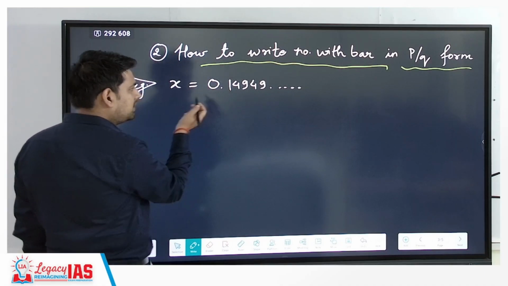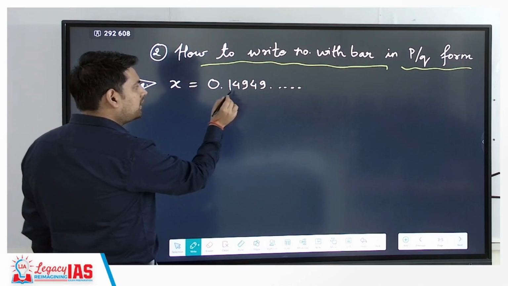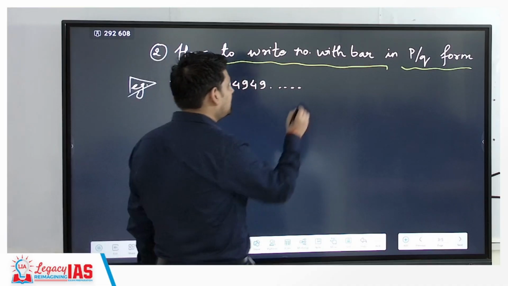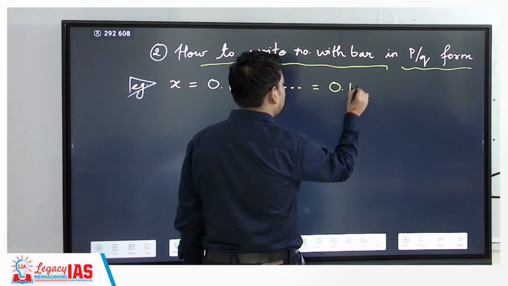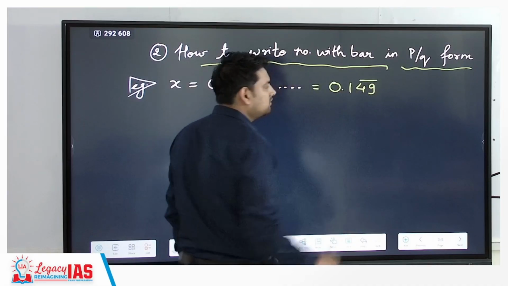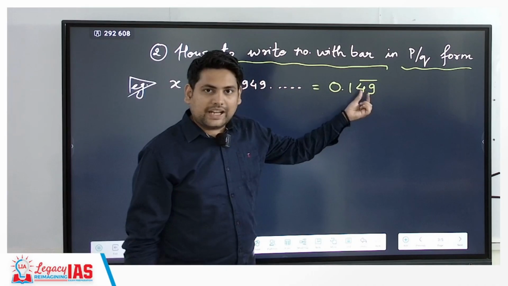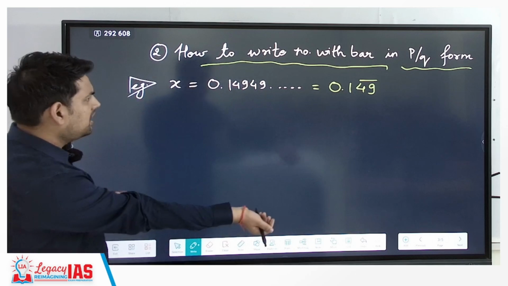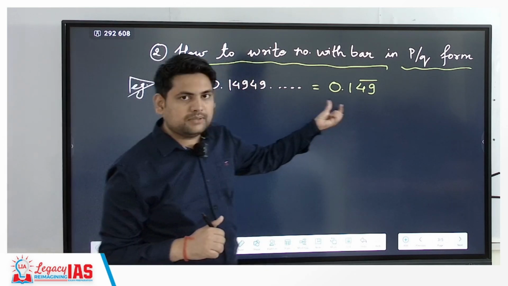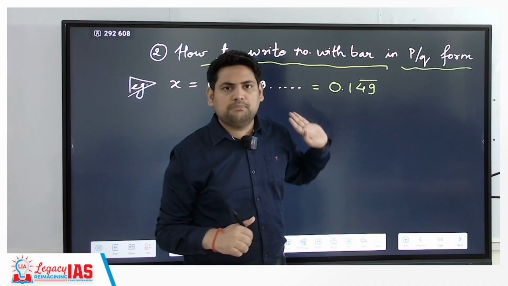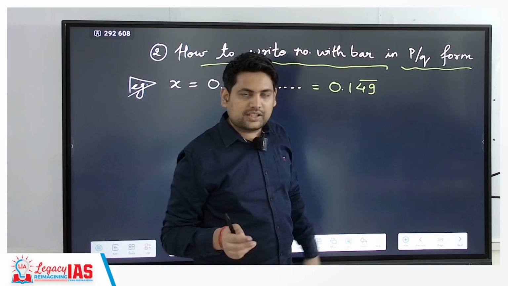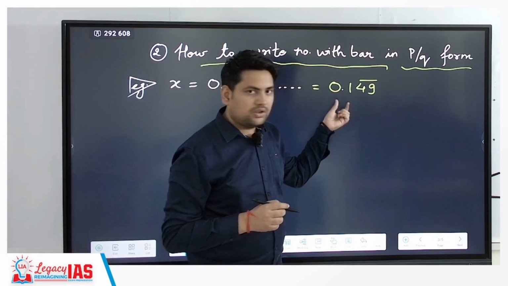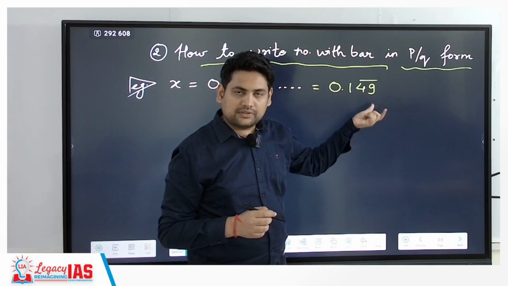Let's say there is a number x equal to 0.1494949 like this. So how can I write this? Just now you learned, I can write it as 0.149 bar. Correct? Because only 49 is getting repeated. Now understand how we solve it. See, we want that after the decimal we have only numbers with bar. You will understand why we are doing this. So first, how can we make sure that only numbers having bar are after the decimal?